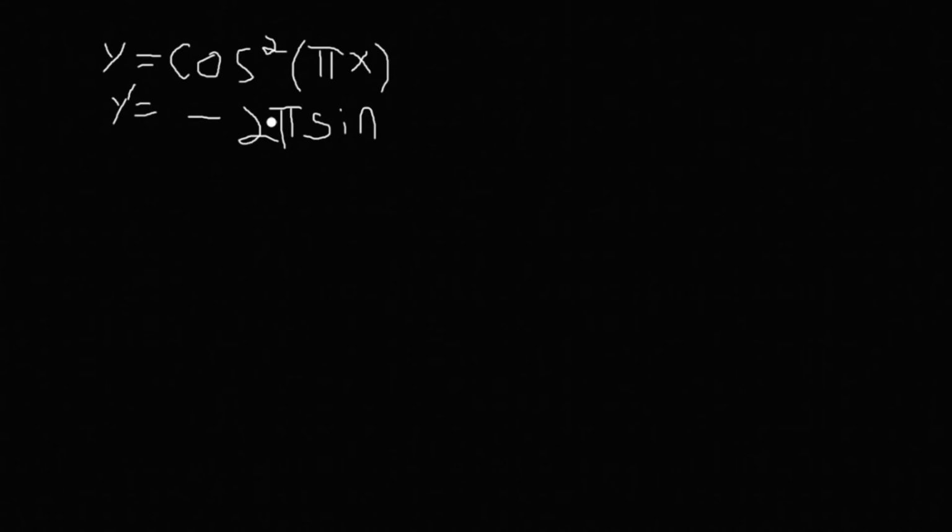So we could have this negative 2 pi sine, and we just keep the inside function, so pi x. And then we have to multiply that by the original function. So we multiply it back. So cosine of pi x. And that is our answer. Alright, let's try one last function.